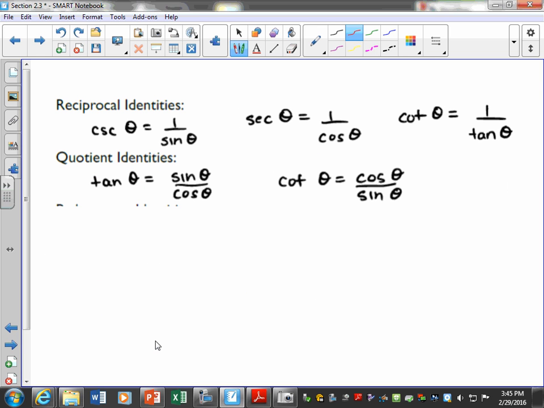The next thing you're going to do is your reciprocal identities and your quotient identities. And we've talked about reciprocal identities. Cosecant's the reciprocal of sine, so we would do 1 over sine. Secant, 1 over cosine. Cotangent theta is 1 over tangent theta. The quotient identities are going to be tangent theta is equal to the sine of theta over the cosine. Cotangent is the cosine over the sine. Okay, so you want to definitely pause the video and write down your identities.